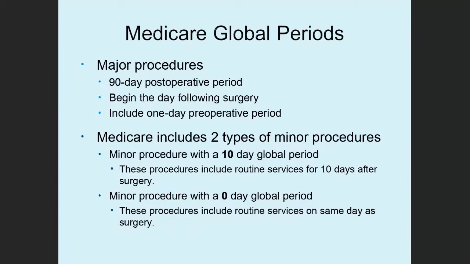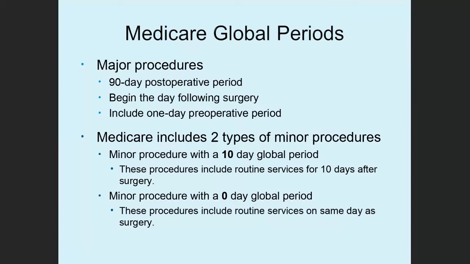A major procedure has a 90-day post-operative period. This means that routine services provided after the surgery are included in the surgical code for 90 days, beginning the day after the surgery. These cannot be reported separately. There are two types of minor procedures. There's a minor procedure with a 10-day global period and a minor procedure with a 0-day global period. So for the 10-day global period, these are routine services for 10 days after the surgery, beginning the day after the surgery. That's when you start counting.